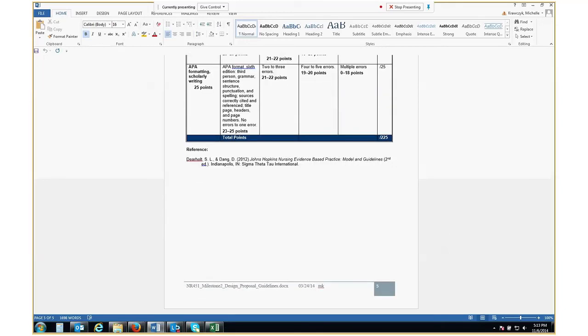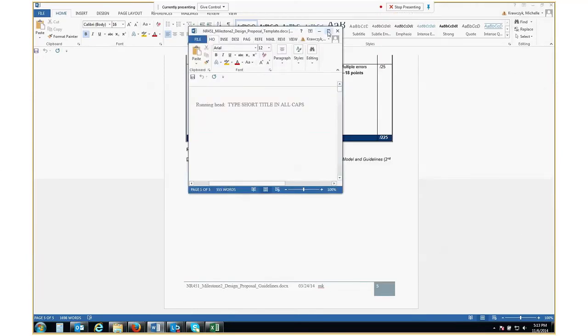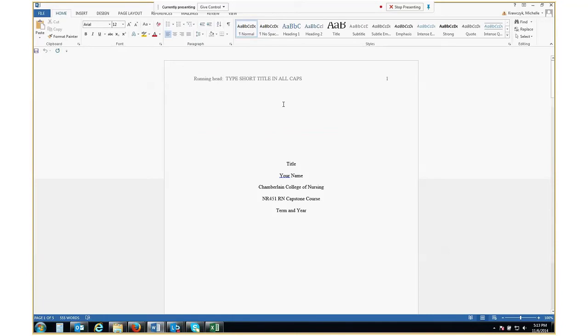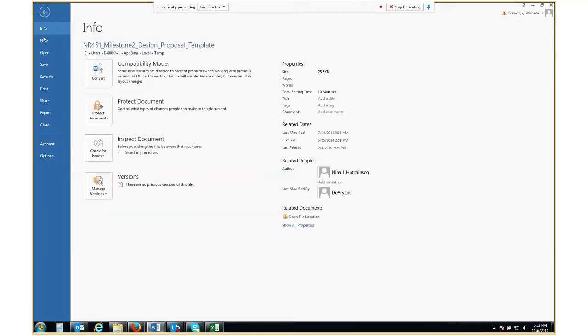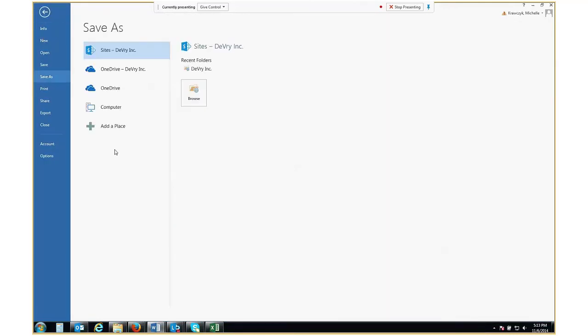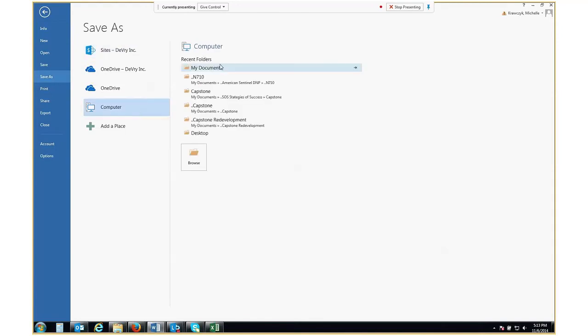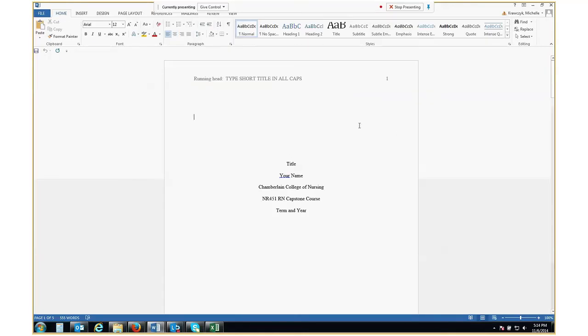So there is a template in your doc sharing, and I want to make sure that you use this template, as this will help you tremendously in making sure you have all the information. What you'll want to do is when you get it, you will go in and you will do save as, and you will save it to whatever you want to save it in, but make sure that you save it with your last name on it. Just as long as your last name's on it, that should be fine.